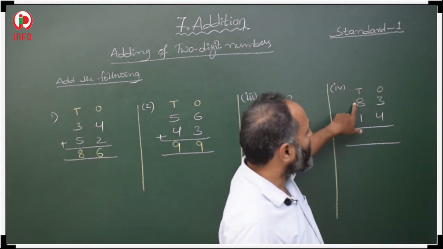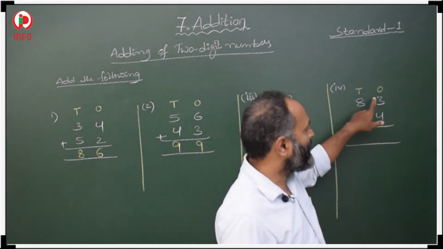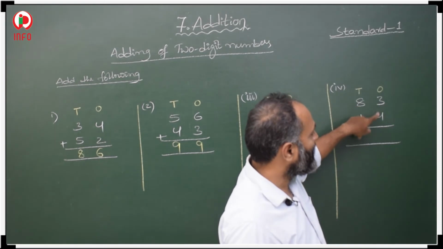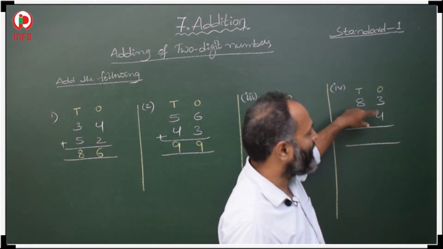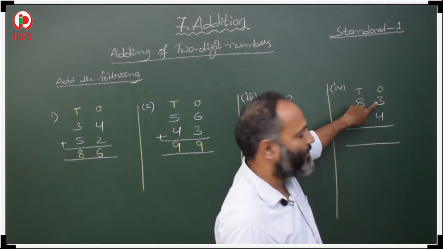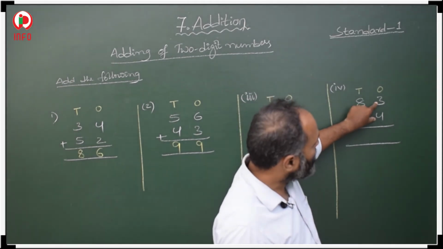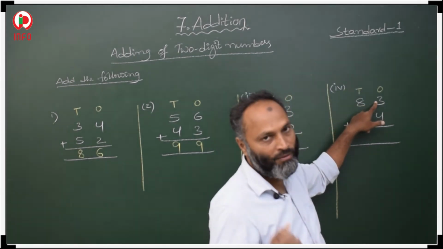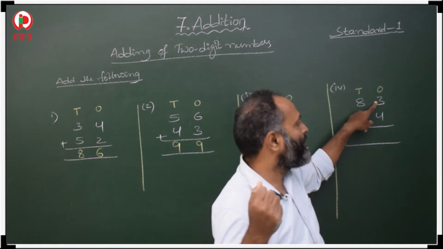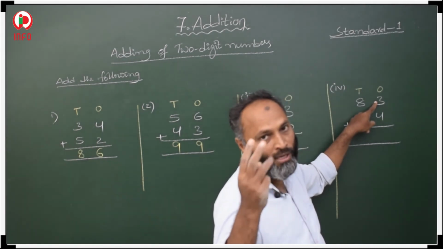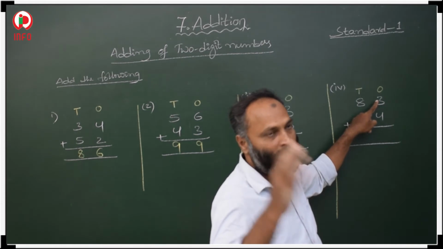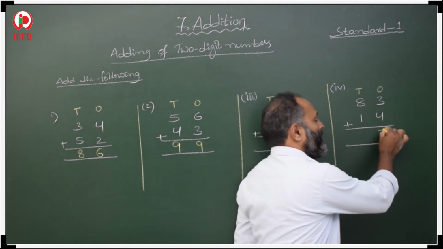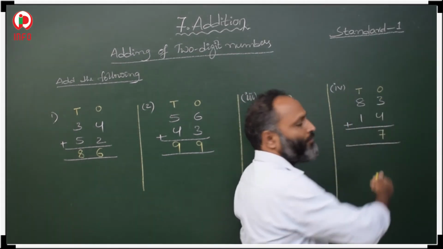And after that tens digit. Ones digit, what is there in ones place? 3 and 4. These two we have to add. First you keep your finger on 3. Now you add 4 more after 3. After 3 we have to count 4 numbers. 3, 4, 5, 6, 7. That 7 we have to write in ones column.